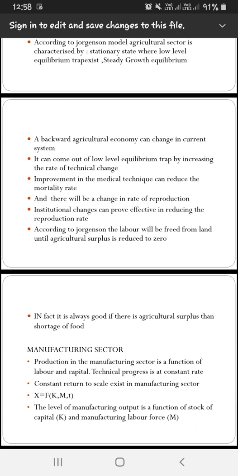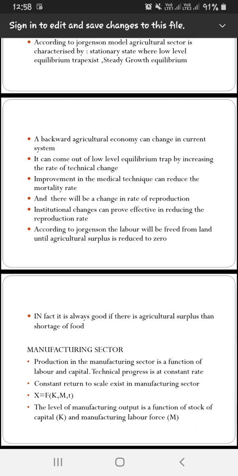K dot is equal to I minus NK, where K dot is the net capital accumulation, I is the investment, N is the rate of depreciation, and K is the total stock of capital. The total industrial output is equal to consumption plus investment: X is equal to (1 minus sigma) times X plus I. This implies the following relation between output and capital stock. And here we can look into the conclusion.